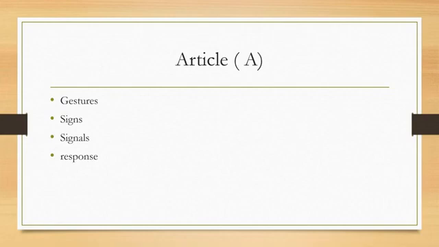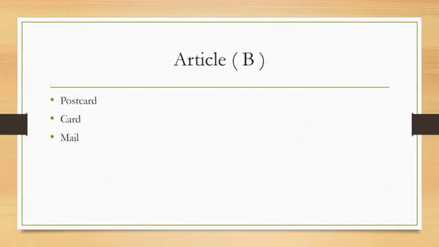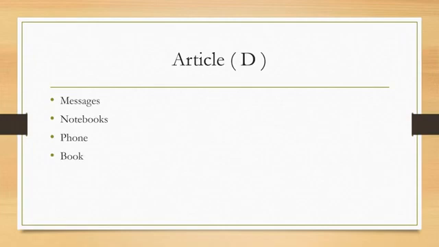Look at Article A. The words that are forms of communication are gestures, signs, signals, response. These words are in Article A. Let's move to Article B. The words are postcard, card, mail. These words are in Article B. In Article C, we have the word message. In Article D, messages, notebooks, phone, and box.